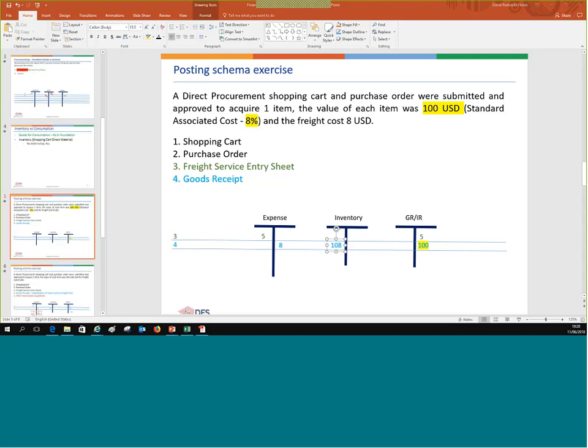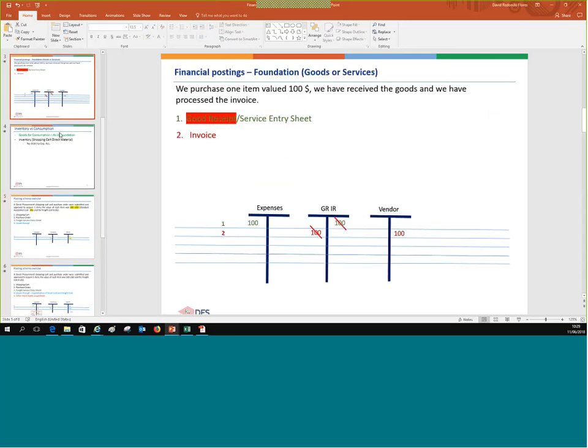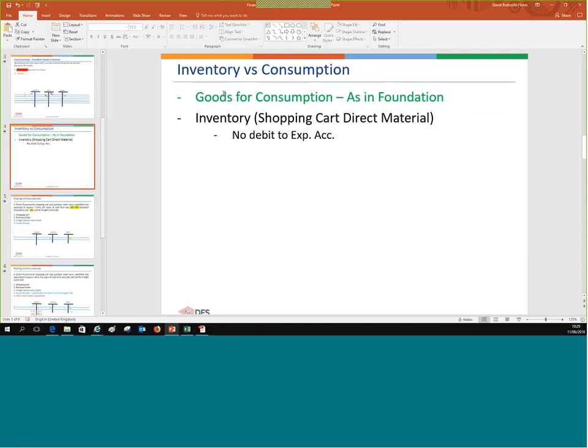So the question is, does it mean that 8% of 20 will be in every shopping cart or PO for inventory goods? Yes. So the point is, if you let me go back, we said this one is from foundation, and then I said you can have goods for consumption and goods for inventory. So for DPKO and peacekeeping right now, instructions for procurement is that basically everything has to be acquired for inventory. Okay, there are some exceptions to that, but I don't want to get into it.